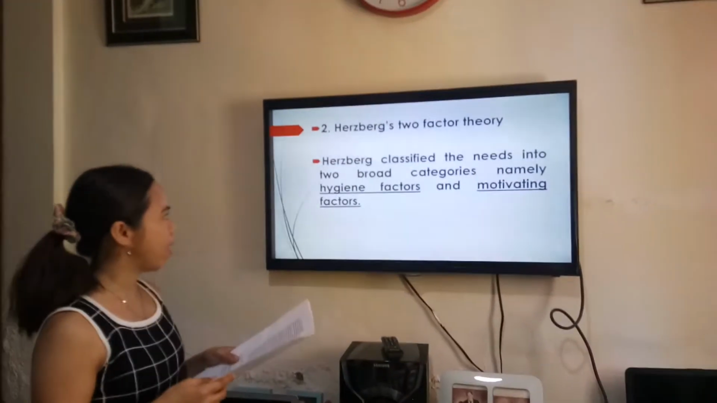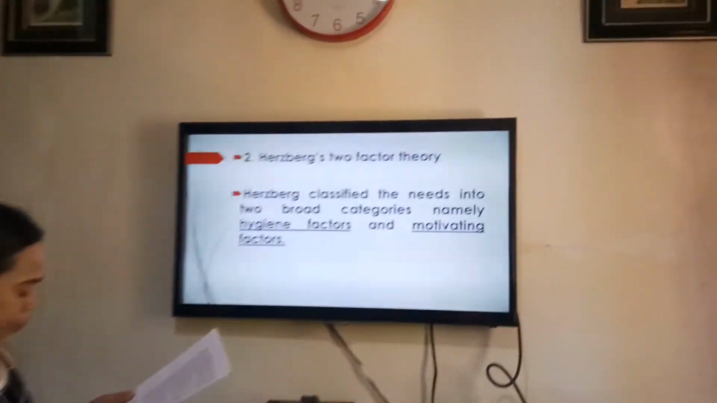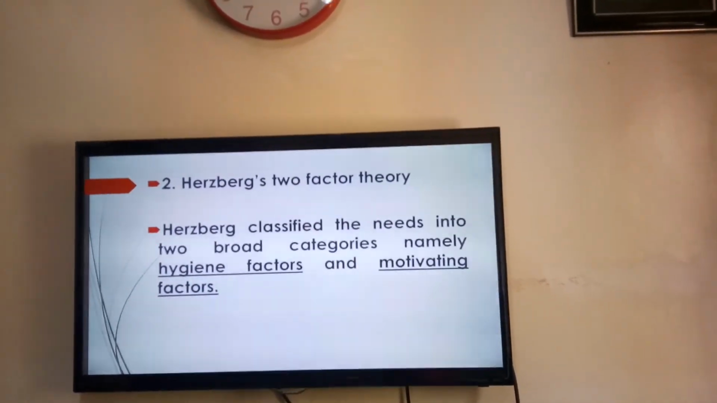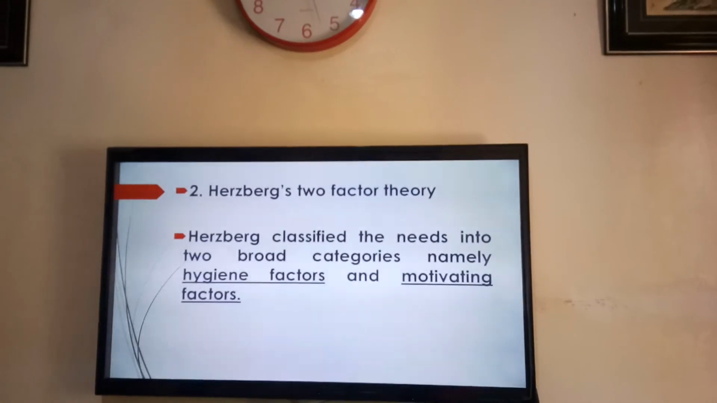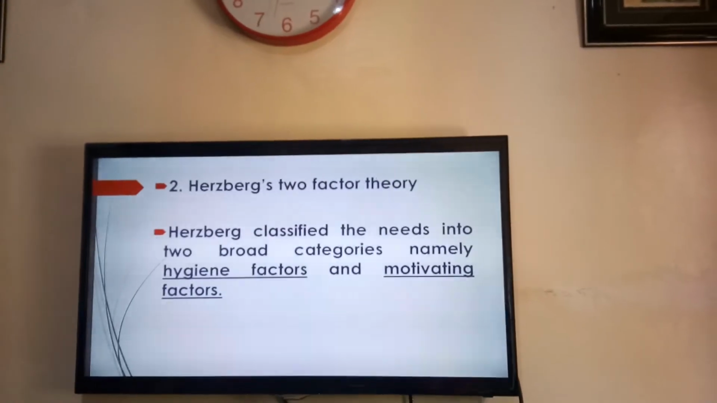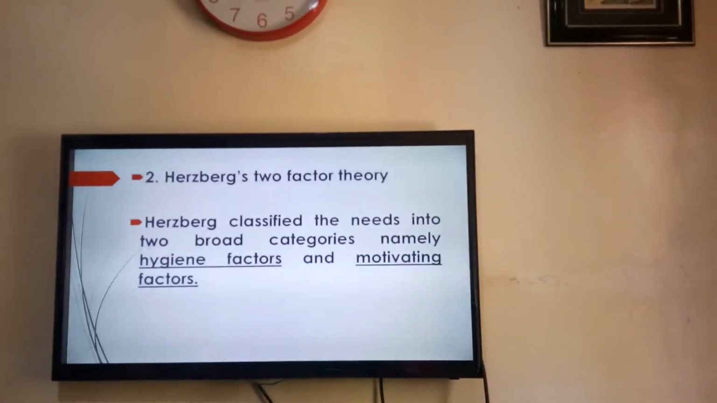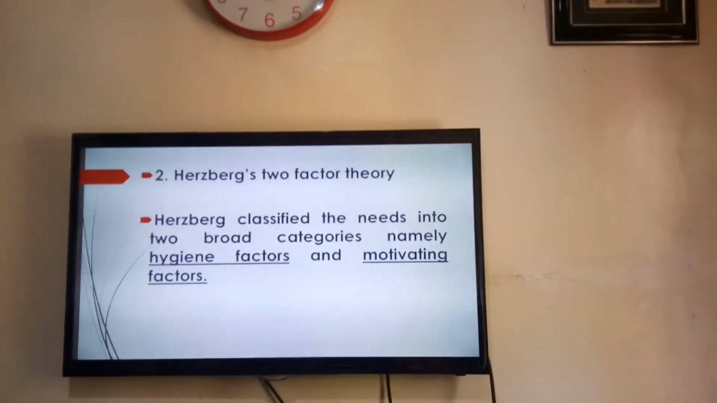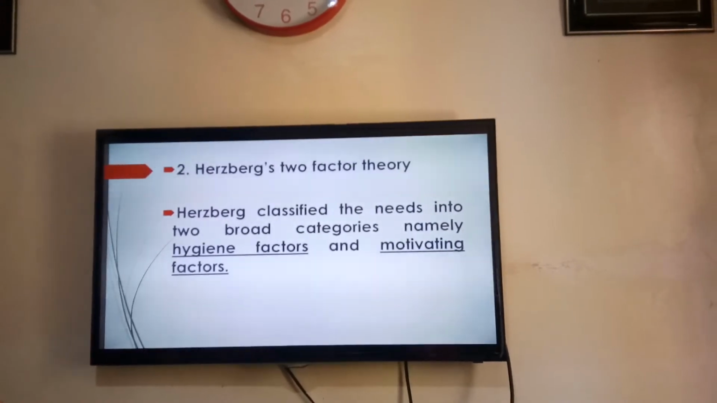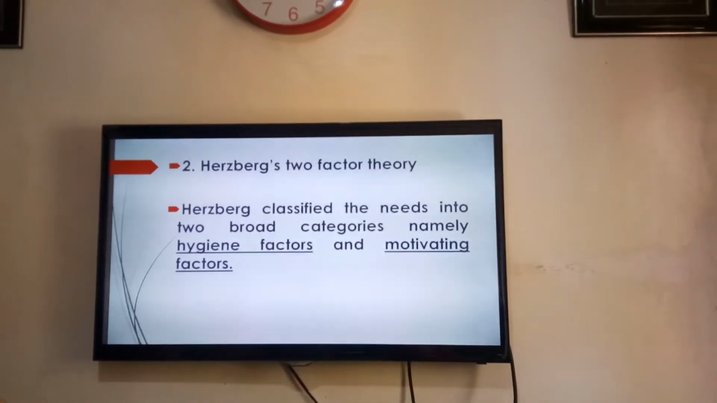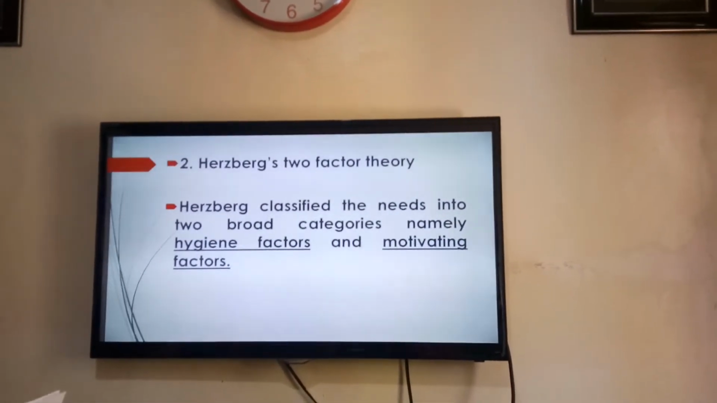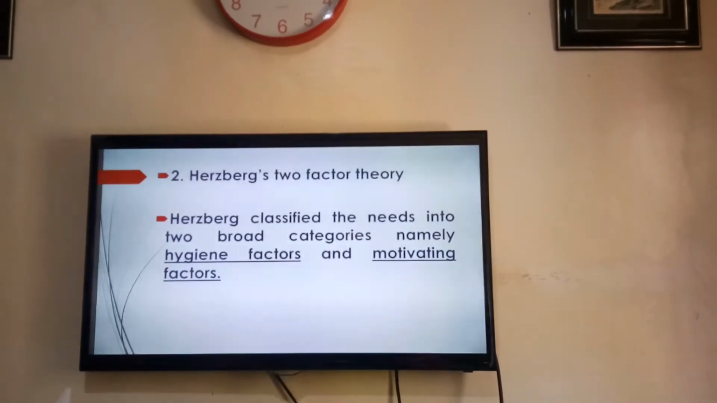The other theory is Herzberg's two-factor theory. Herzberg classified the needs into two broad categories, namely hygiene factors and motivating factors. Hygiene factors are needed to make sure that an employee is not dissatisfied. Motivation factors are needed for ensuring employees' satisfaction and employees' motivation for higher performance. Mere presence of hygiene factors does not guarantee motivation, and presence of motivation factors in the absence of hygiene factors also does not work.